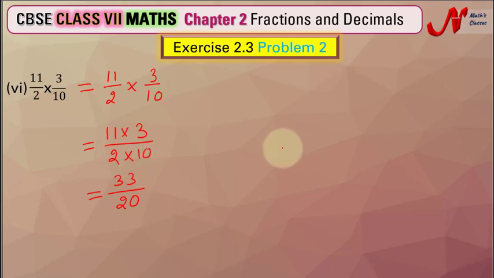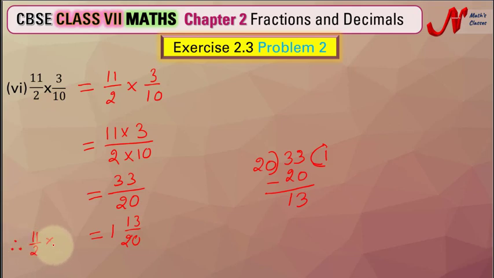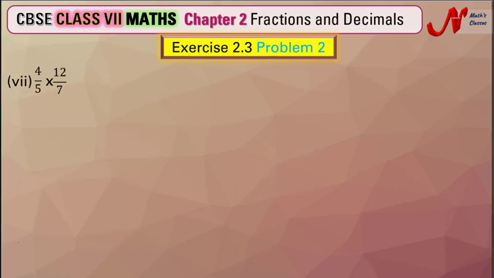Here 33 by 20 is an improper fraction, so we can write it as a mixed fraction. So divide numerator 33 with the denominator 20. 20 ones are 20. By subtracting we get 13. So it can be written as 1 13 by 20. Therefore 11 by 2 into 3 by 10 is equal to 1 13 by 20.